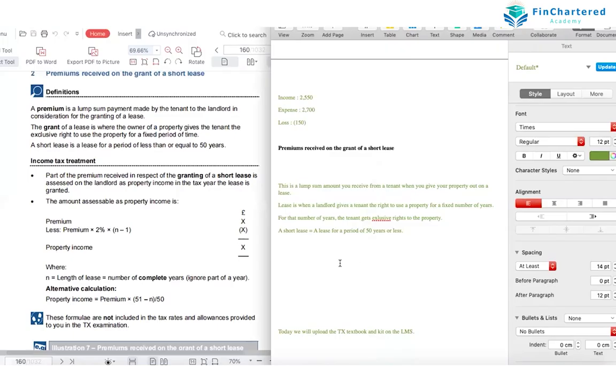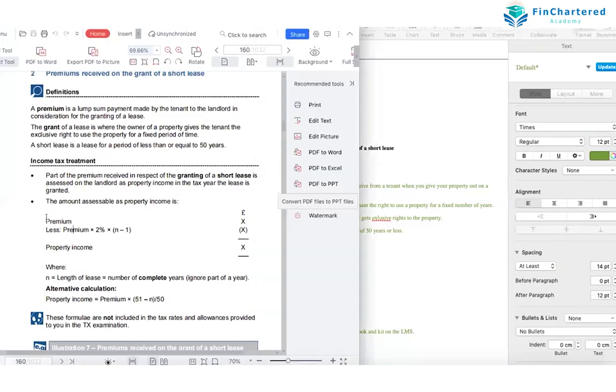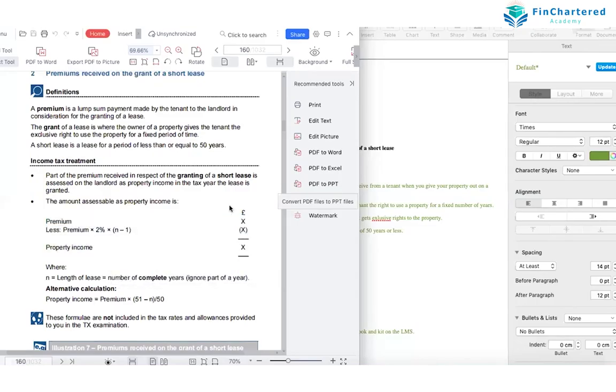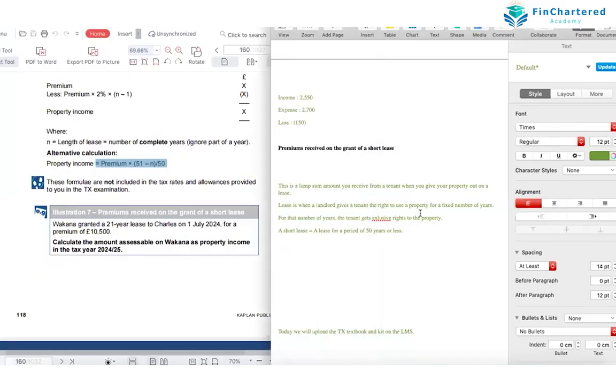The first formula is here: premium minus premium into 2% into (N minus 1) is the property income. N is the number of years for which the property is leased out. Or the other formula is: property income is premium into (51 minus N) divided by 50, where N again is the number of years for which the property is leased out. You'll understand this better with the help of illustration 7.